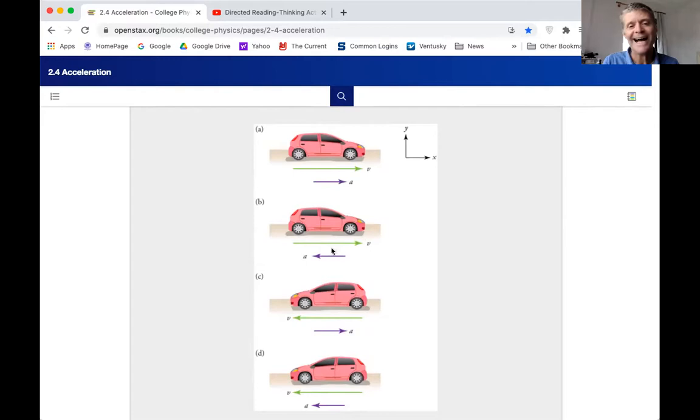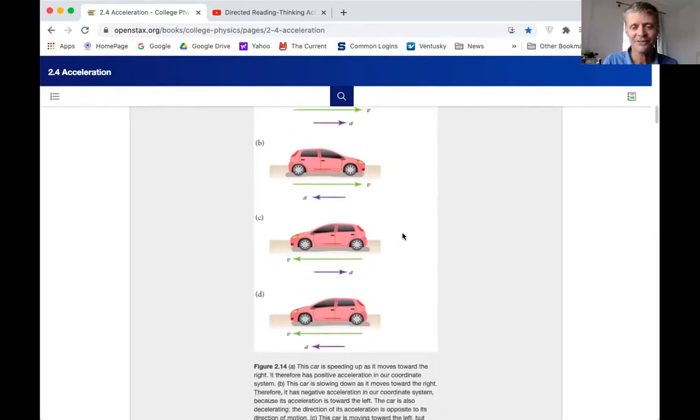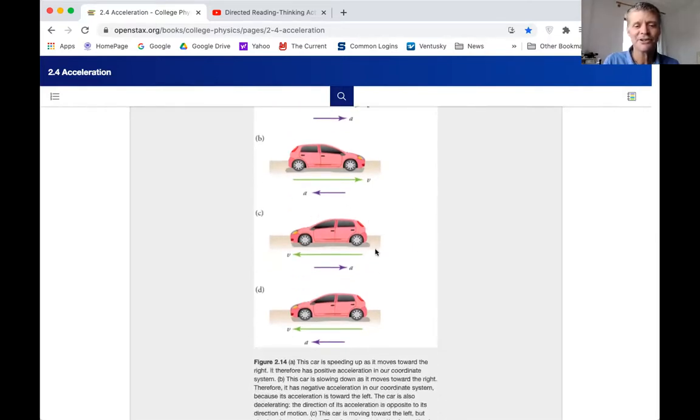If the vectors point in opposite directions, the car is slowing down. And so B, it's decelerating in a positive direction. And C, they're pointing in opposite directions, but it's decelerating in a negative direction.